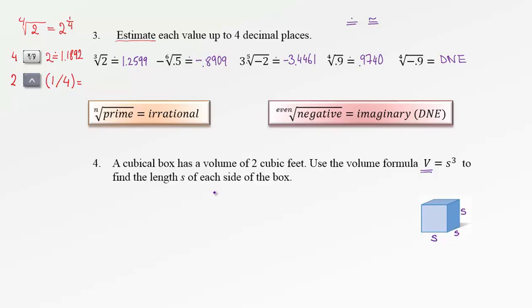Okay, let's write down the equation. Instead of V, we can write 2. And we are looking for S. To do that, we simply need to get rid of this cube. Okay, which operation inverses the power of 3? Cubic root. So we apply cubic root on both sides of the equation. That cancels the power of 3. And we end up with S equal to the cubic root of 2. Therefore, the length S is approximately equal to 1.26 feet. So approximately 1 1/4 of a foot.